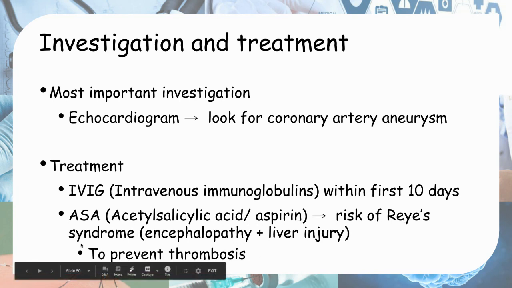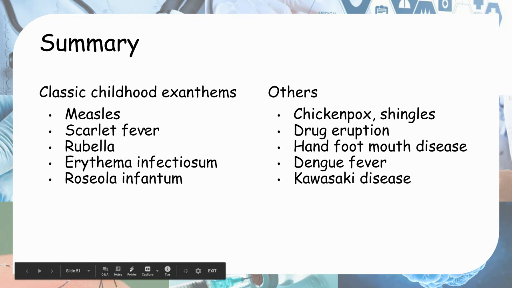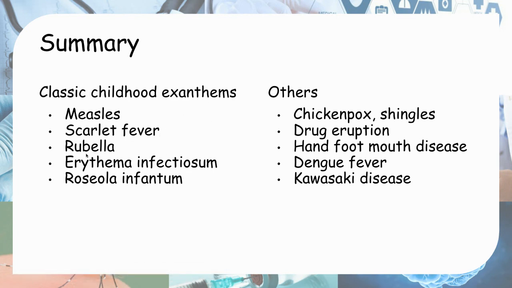But the benefit of preventing myocardial infarction, myocardial ischemia, outweighs the risk of having Reye syndrome. And we will monitor for Reye syndrome when we give aspirin. In summary, I've talked about the classic childhood exanthems, which include measles, scarlet fever, rubella, erythema infectiosum, which you can remember as the slapped cheek disease. Roseola, which is quite benign. And others include chickenpox and shingles, drug eruption, hand-foot-mouth disease, common in Malaysia, dengue, and Kawasaki disease.